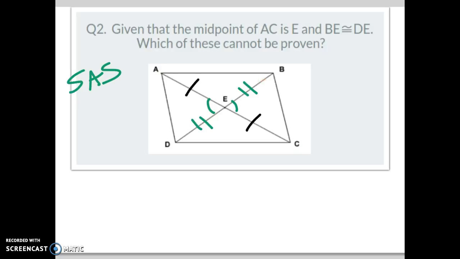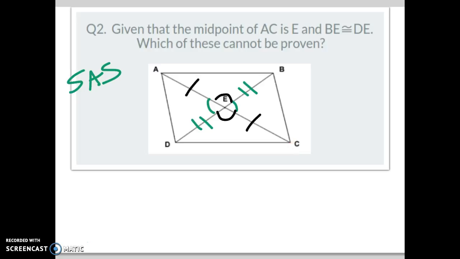Side, angle, this angle here, and side. Side, angle, side of these two triangles are congruent. So what do we not know? We do not know if CAB is congruent to CAD. Why do we not know these are congruent?